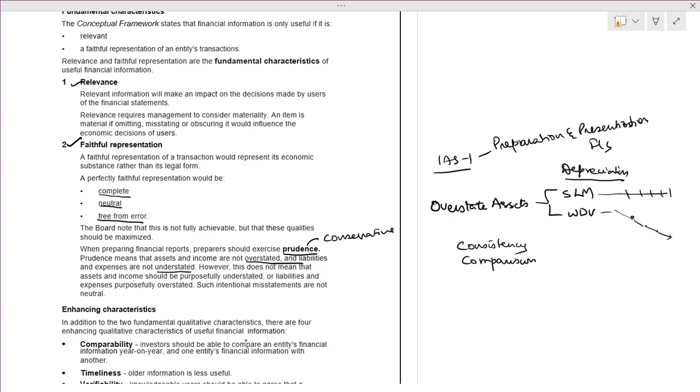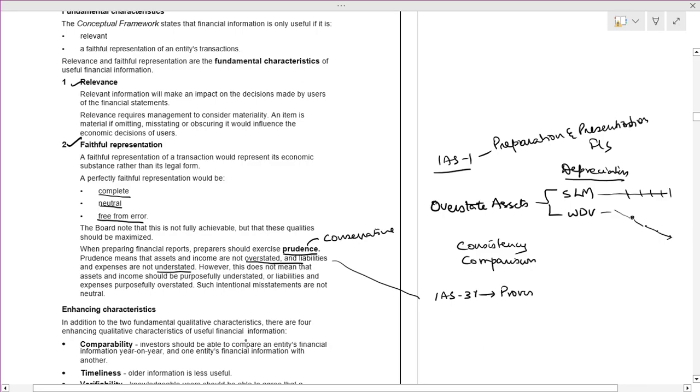If you change from one method to another method, definitely there is a possibility that you can overstate the profits, overstate the assets, or understate the assets. Similarly, in terms of liabilities. That is the reason when you are talking about prudence. Again, I am giving you one more: they are talking in terms of IAS 37.